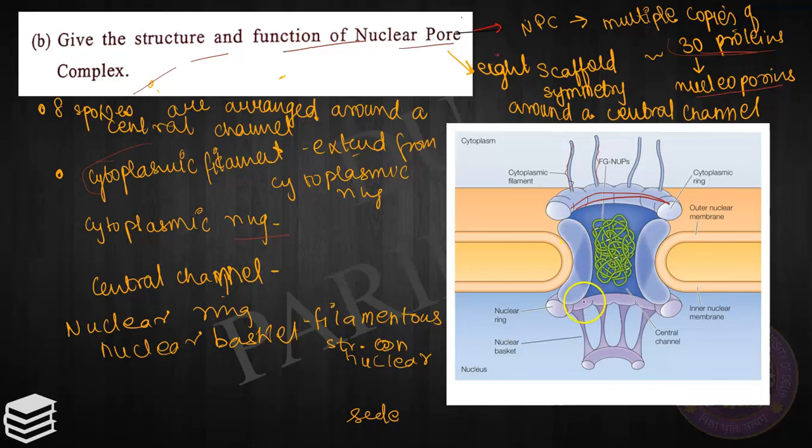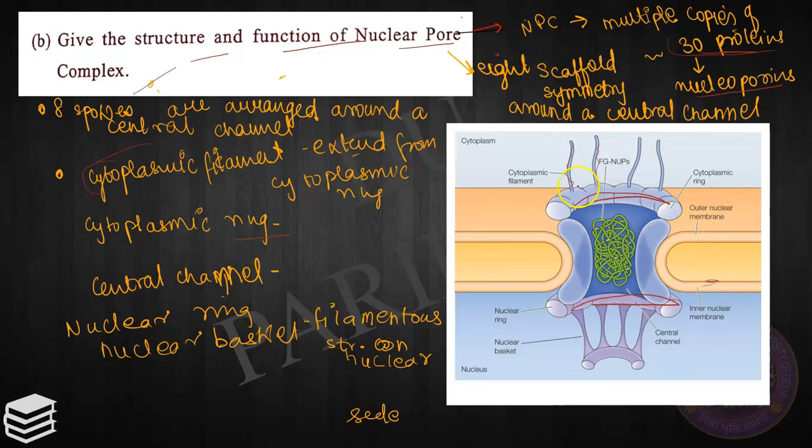Then we have a central channel in which nucleoporins are lying. They have multiple FG repeats, and at the base of the NPC we have the nuclear ring, and there we also have a nuclear basket, the filamentous structure on the nuclear side that is involved in RNA export and assembly of the export complexes. The spoke ring assembly is anchored in the nuclear envelope at the fusion of the inner membrane and outer membrane.